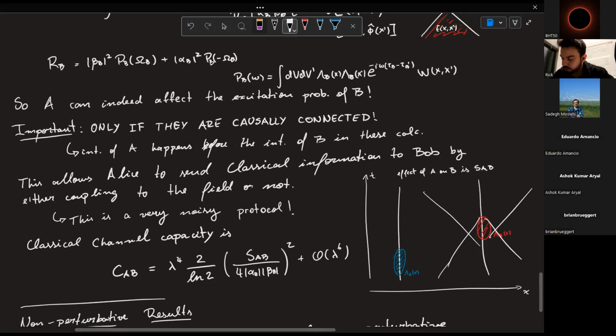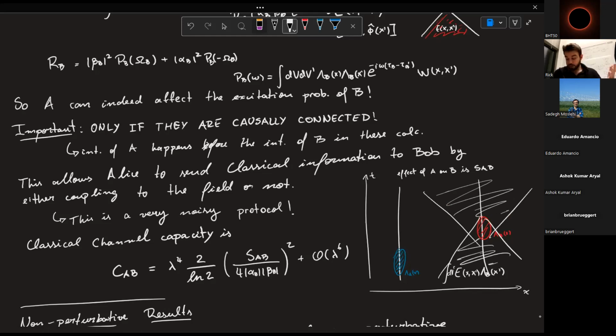So if B is defined there, the integral dv prime of the E of x prime of lambda B of x prime is a function of x, which will be defined in this region of spacetime, which is basically the causal past and the causal future of B, right? Now, if Alice doesn't overlap the causal past or causal future of B, now if I integrate dv lambda A of x times whatever I get when I do the integral dv prime of E of x prime lambda B of x prime.